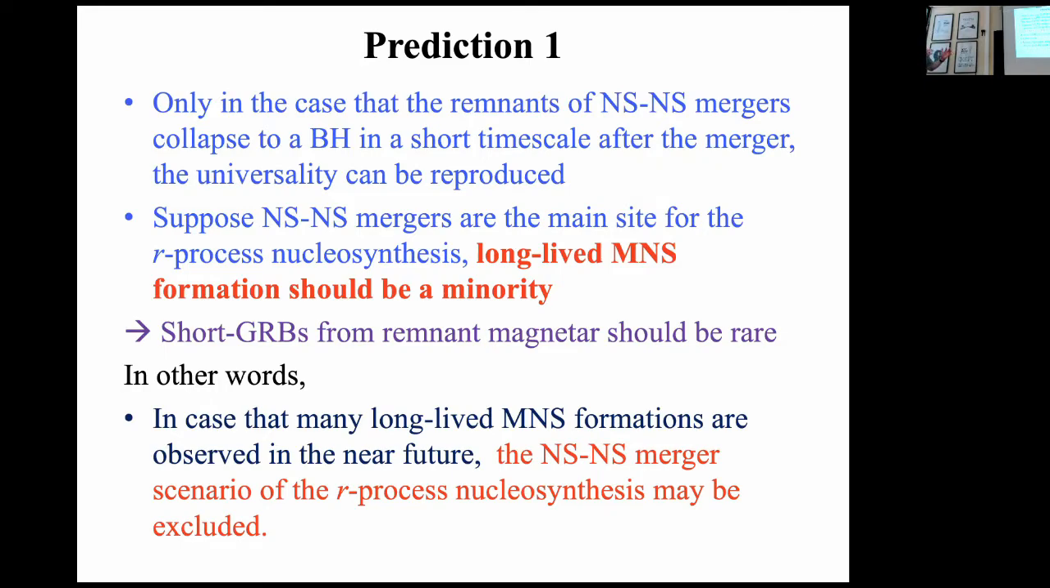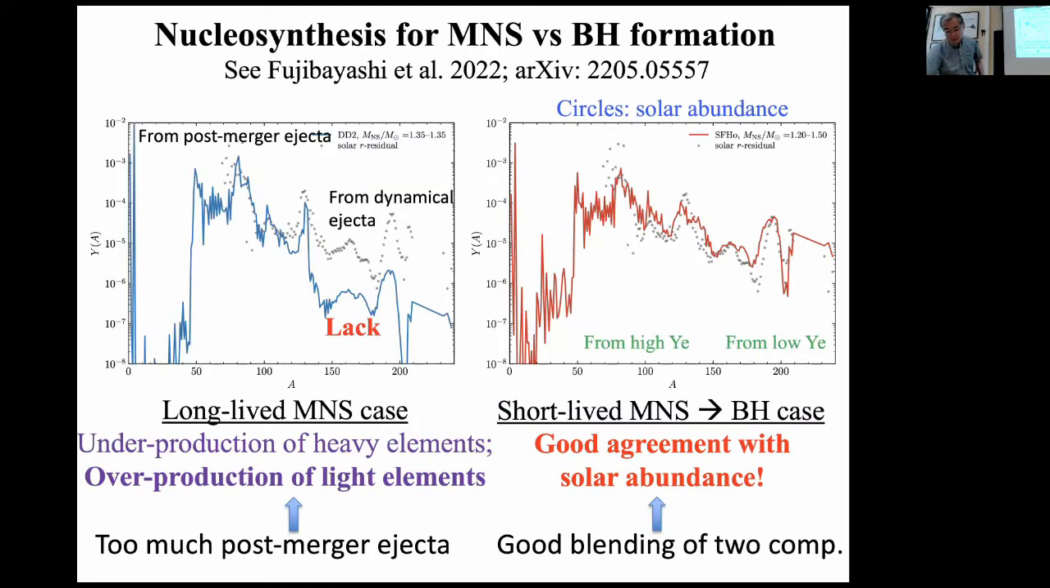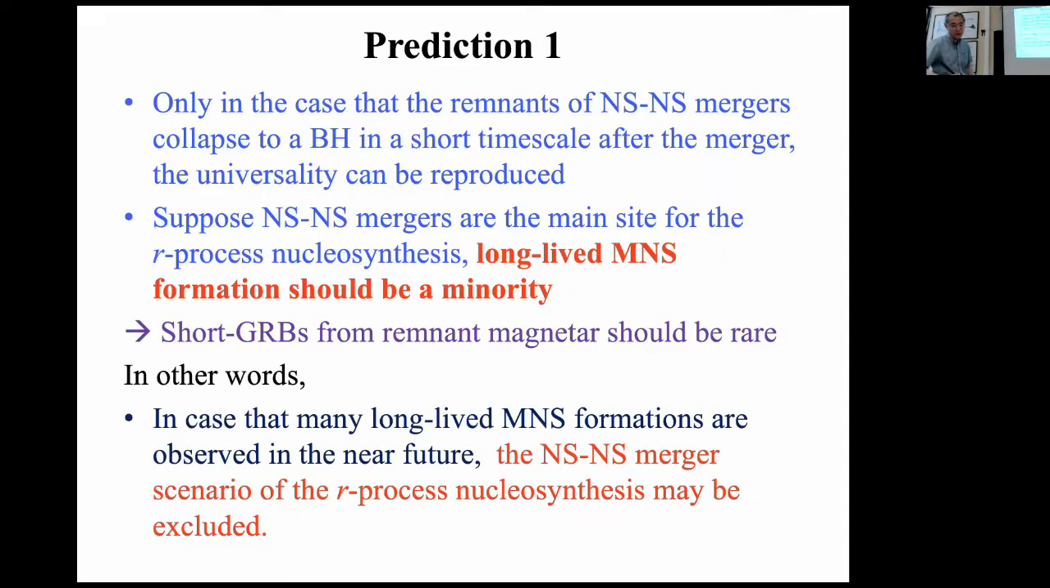so we don't have the long-lived neutron star, universality can be reproduced. I mean that only for this case is the abundance pattern a very good fit with the solar abundance pattern. So that implies that, supposing binary neutron-star merger is the main site for r-process nucleosynthesis, long-lived massive neutron stars should be a minority. If this is a dominant channel, we never get the solar abundance pattern.